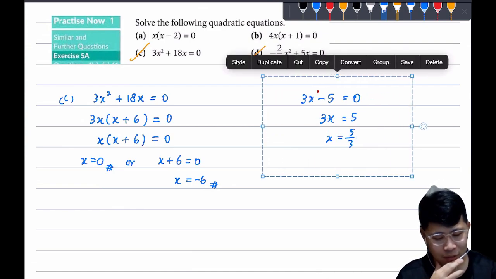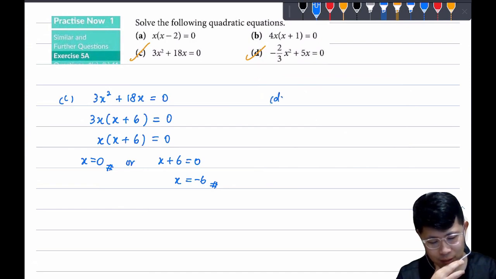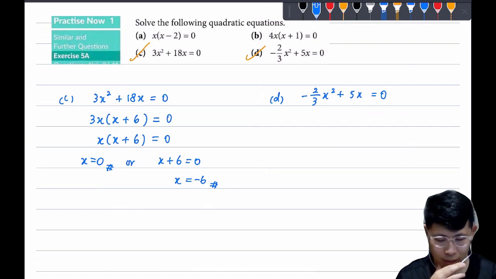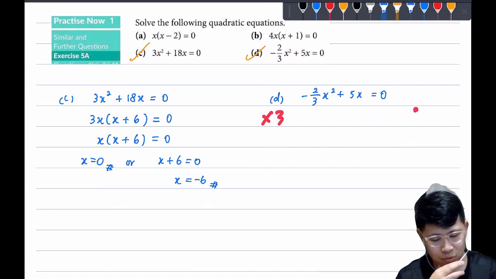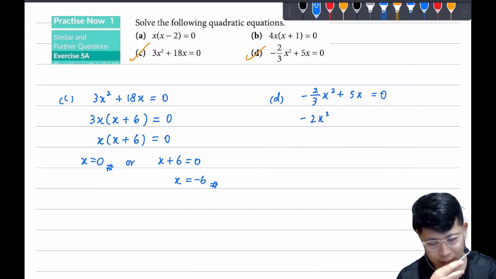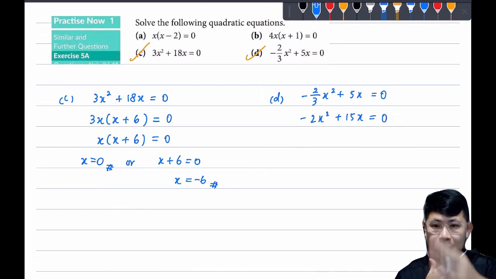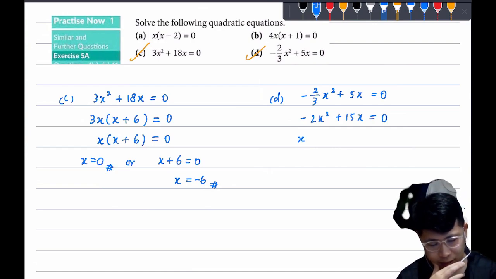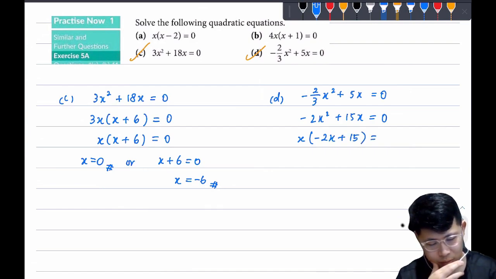Okay, so without further ado, let's move on to part D. We have negative 2 over 3 x squared plus 5x equals 0. Now, this denominator is annoying, so I'm going to multiply by 3 on both sides. That gives negative 2x squared plus 15x equals 0, times 3 throughout. Then let's factorize by taking a common x out, so we have x times negative 2x plus 15 equals 0.